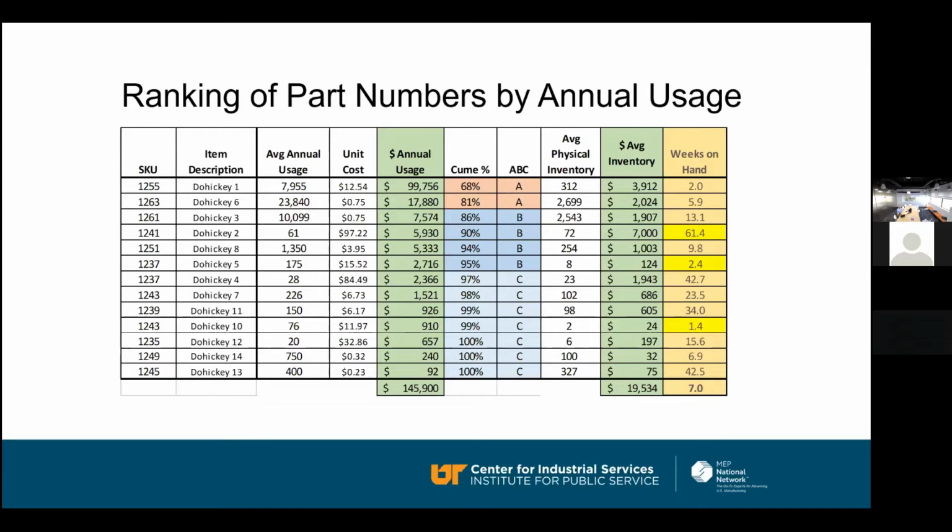Now, the principle here is that on your A items, you want them to go through your facility pretty quickly. You don't want a lot of weeks on hand on that because it is so much money, and it does affect your cash flow. On the B items, you want more weeks on hand. And I don't know what the number is, it depends on your environment, and we'll talk about that. But on the C items, you want 6 months, a year, I don't really care because there's not much value.